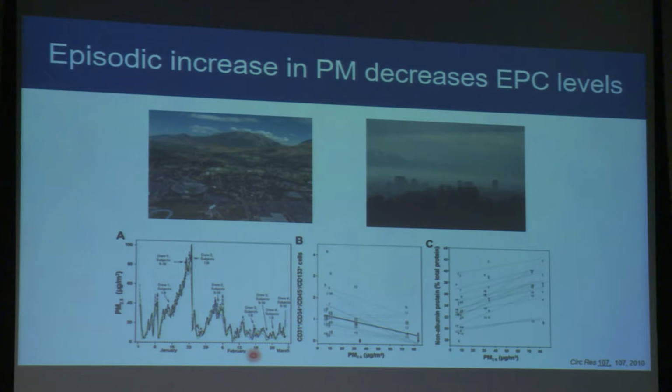So we went to that place and recruited a team of young soccer players, and we got blood from them before, during, and after the inversion. We could see that as the PM levels increased, there was a decrease in their endothelial progenitor cells, which are a marker of the regenerative capacity of the blood vessels.